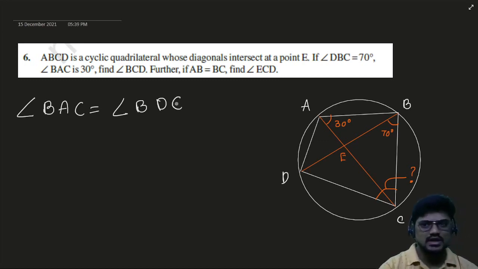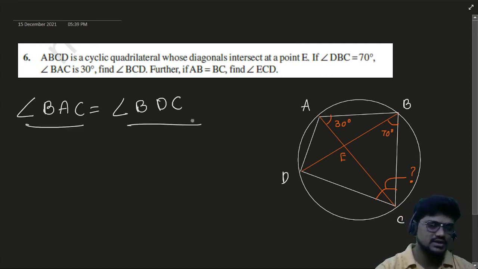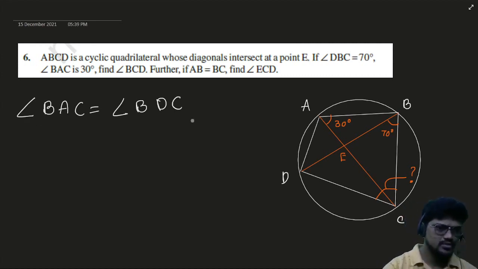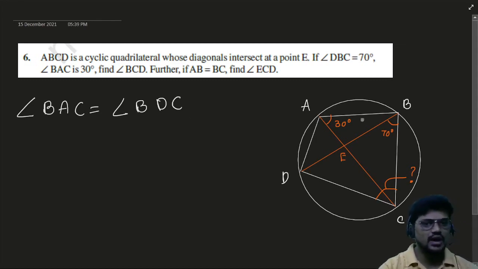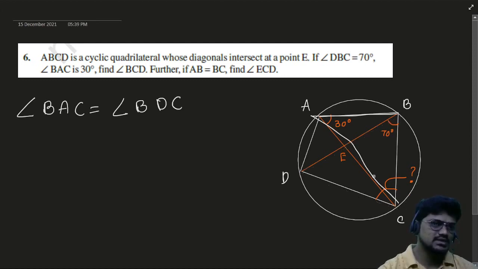I'm saying that if this circle and the cyclic quadrilateral is given, and it is given that angle BAC, if I say that angle BAC is equal to angle BDC, can I say this? Sir, alternate... No, alternate what? It's not alternate angles. These are angles in the same segment. You can see that this angle and this angle are in the same segment, subtended by the same segment. Therefore, the two angles will be equal.